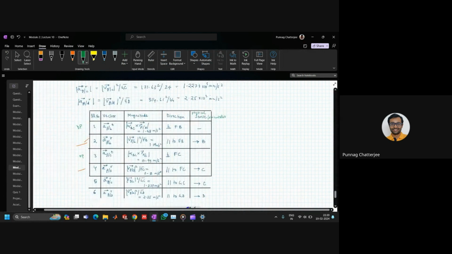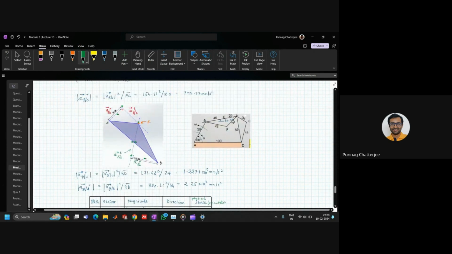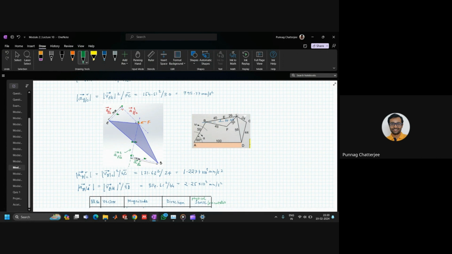We can do the same thing for F with respect to C radial. We have been able to find the magnitude. Again, we draw a perpendicular line for the tangential part, and wherever they intersect, that is my F point. So that's pretty simple. And again, we can verify this value.